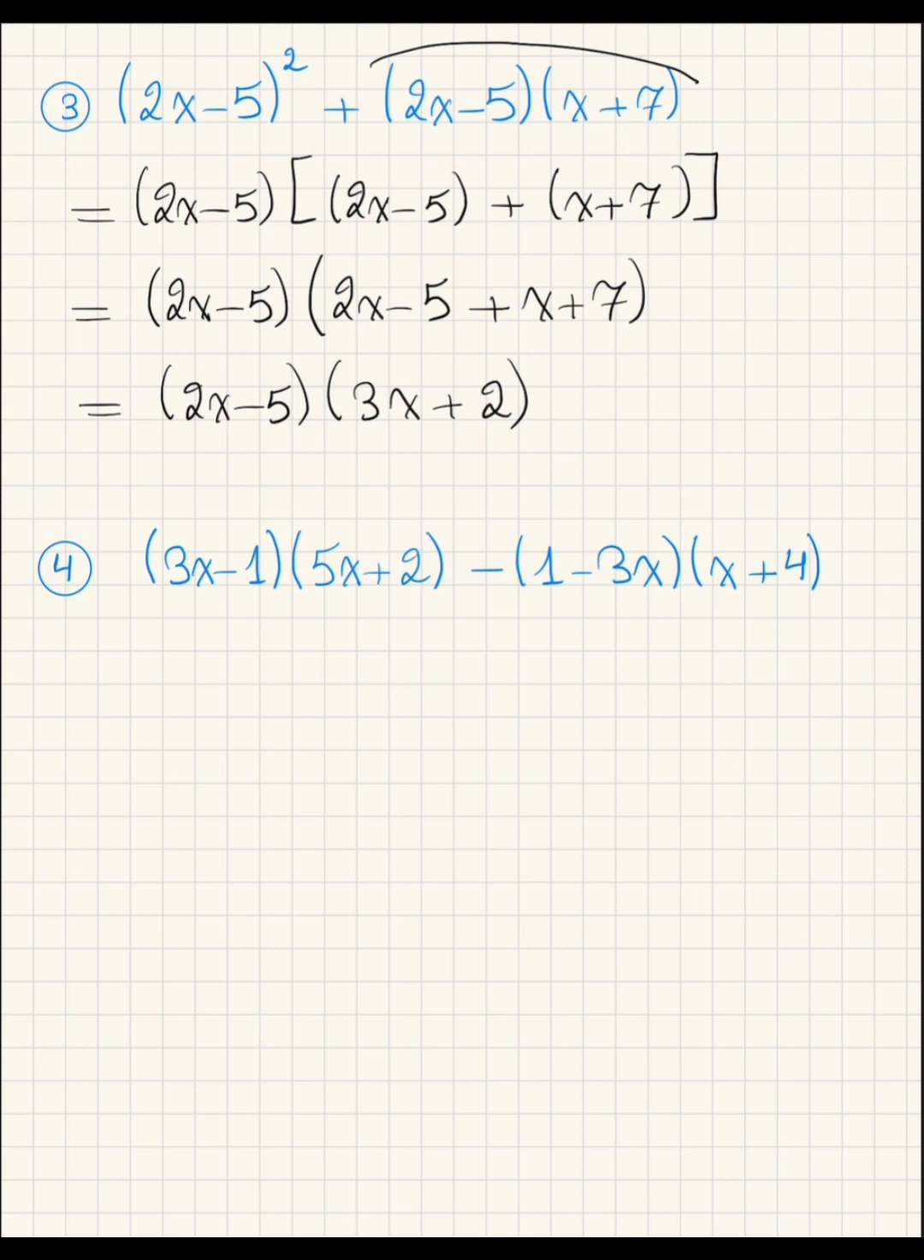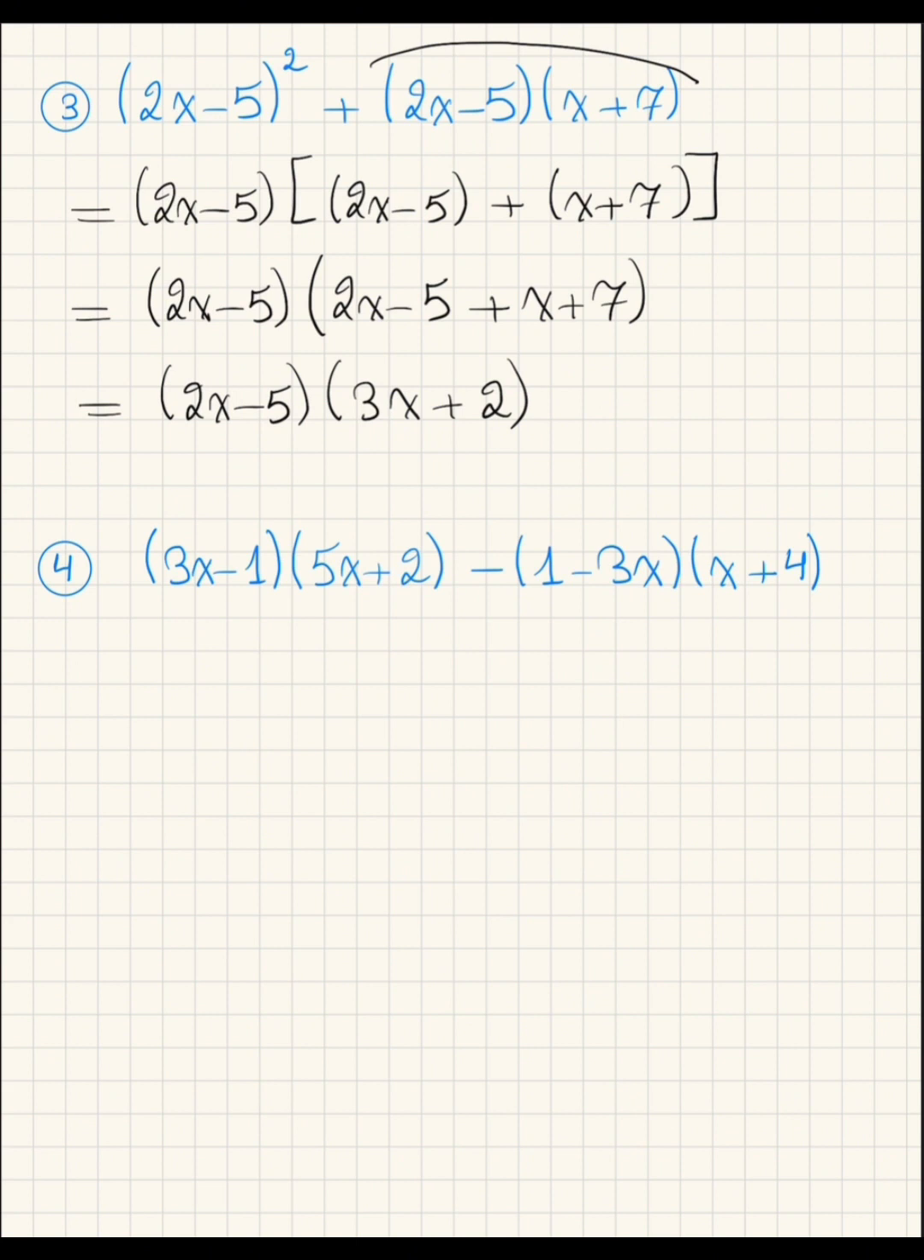Again, I have to make sure whether there is another common factor in each of these two factors. Like we have 2x and 5. There's nothing that could be taken as a common factor, as well as 3x and 2, which means that's the final answer. That's the simplest possible form.